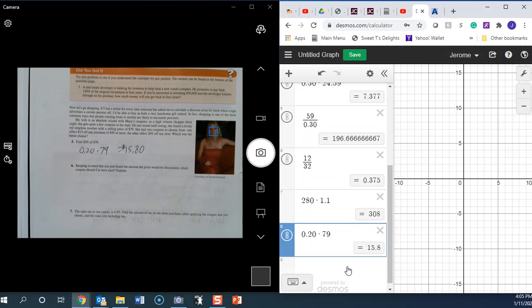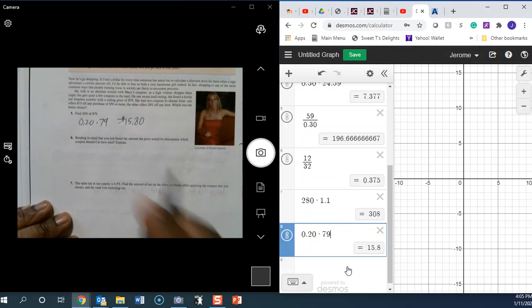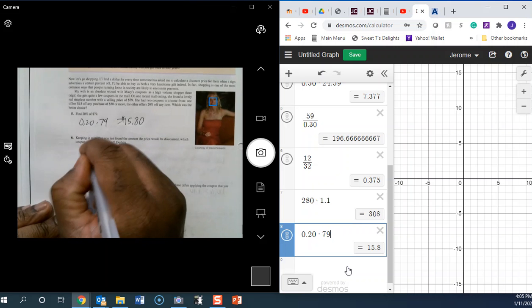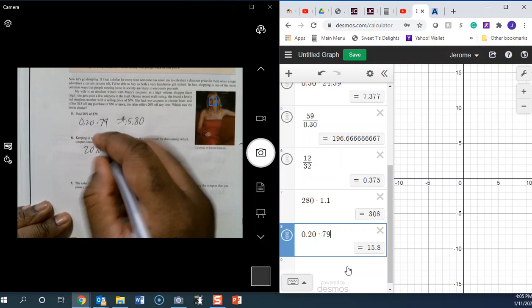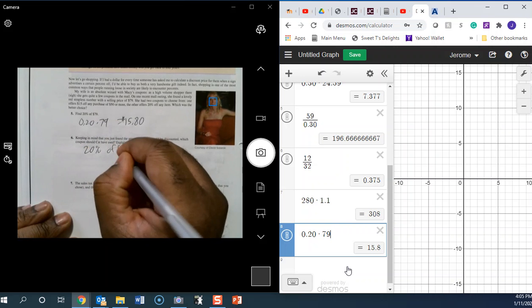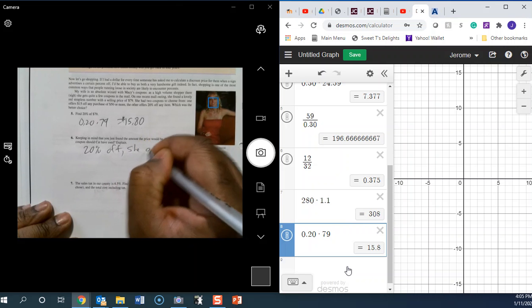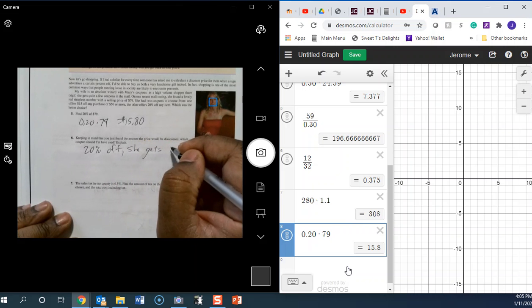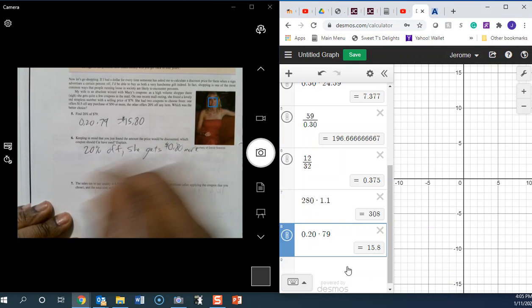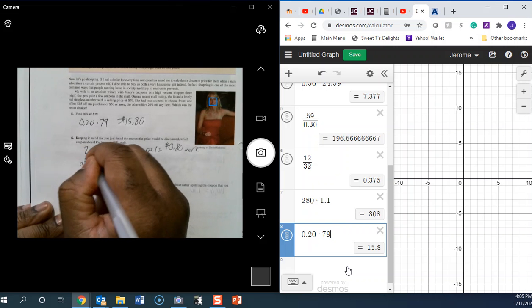Now keeping in mind that you just found the amount the price would be discounted, which coupon should Kat have used? Okay, so we believe that the 20% off, she gets 80 cents more off the price.